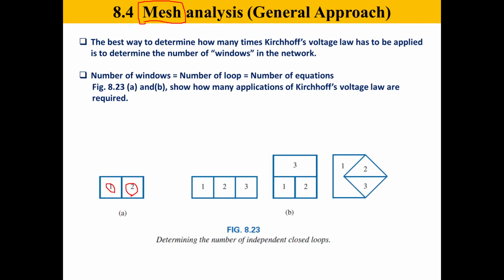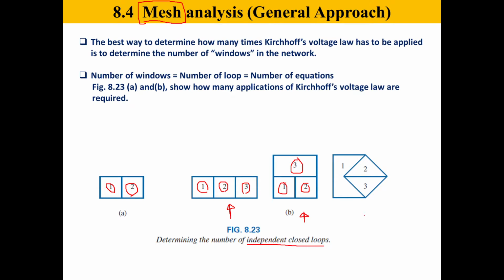So what is a mesh? Mesh is an independent closed loop. If you have a problem with this kind of structure, then you find that there are three windows. That means there are three meshes: mesh 1, mesh 2 and mesh 3. Suppose you get this configuration, again you can find that there are three windows. So this is mesh 1, this is mesh 2 and this is mesh 3.